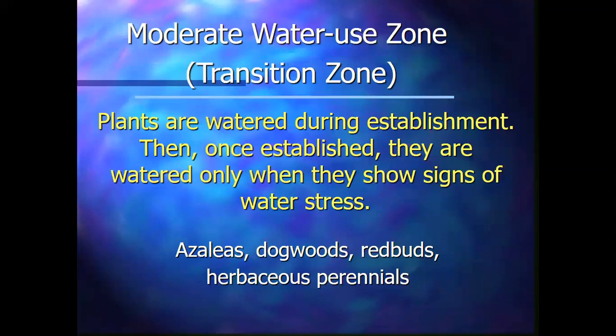Transition zone. Plants that are watered during establishment, then once established, they are watered only when they show signs of stress. A lot of our ornamental trees and shrubs, like azaleas, dogwoods, redbuds, a lot of these herbaceous perennials as well, can be used. The hollies, these plants, once they get established, you really don't need a lot of supplemental water, except during really dry periods.